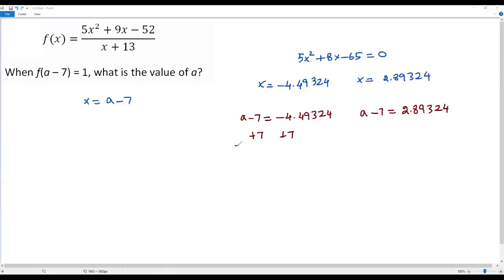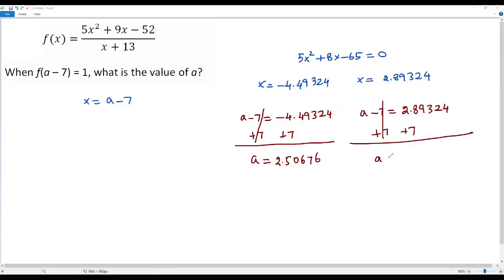Let me do it. When I do so, negative 7 and positive 7 cancel out. I'm getting a on the left side. On the right side, when I combine these two values, I am getting 2.50676. Now let me add 7 to both sides to solve for a in the other equation. Negative 7 and positive 7 cancel out. I am getting a on the left side. On the right side, when I combine these two values, I am getting 9.89324. Here I got two values for a. One is 2.50676. The other value is 9.89324.